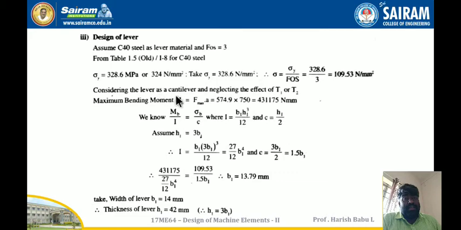Considering the lever as a cantilever and neglecting T1 and T2, MB the maximum bending moment is F maximum into A, so 574.9 into 750. I get 4,31,175 Newton mm. We know that MB by I equals sigma B by C. Substituting all the values and assuming h1 as 3 times b1, I get b1 as 13.79 mm. Once you get the b value, the thickness of the lever will be 3 times b. So h equals 42 mm.